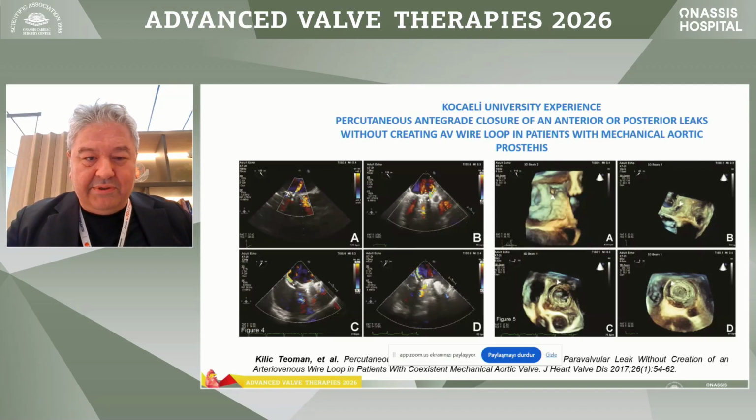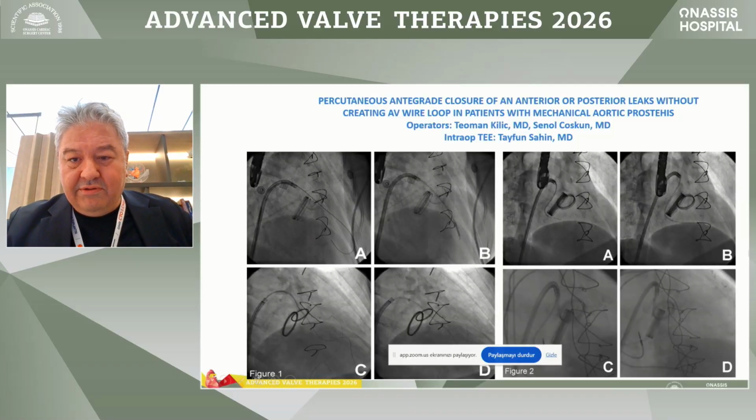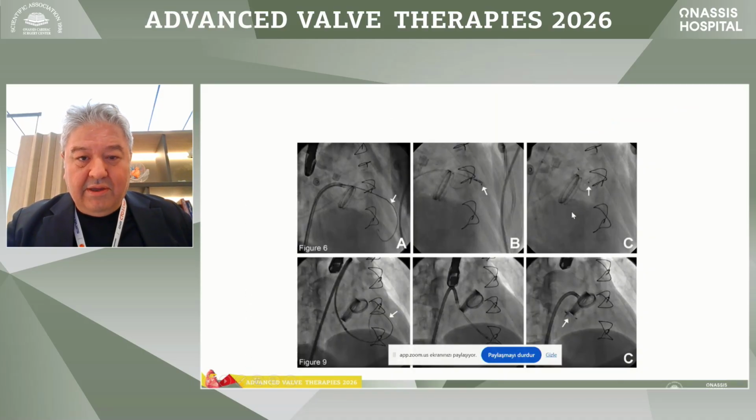These are some examples where, for the anterior leak, we cross the leak with the antegrade approach with the mother and child technique. And in the second, as you see, we can cut the distal part of the pigtail and push the sheath to the top of the left atrium, and we can use this modified pigtail technique to cross the leak.